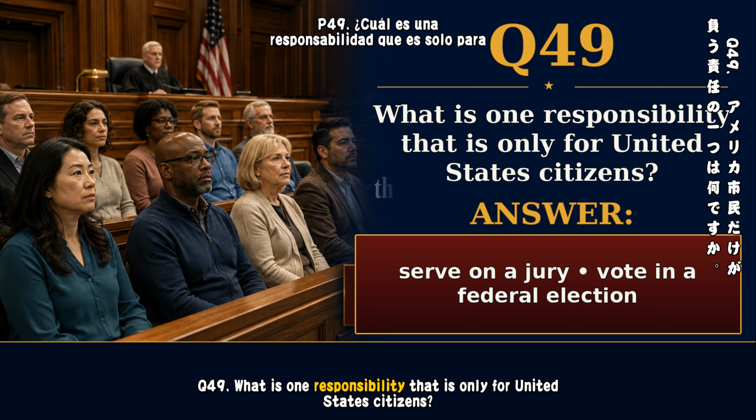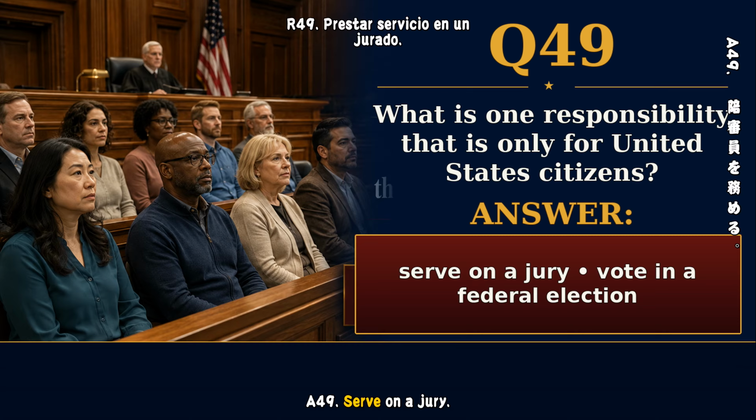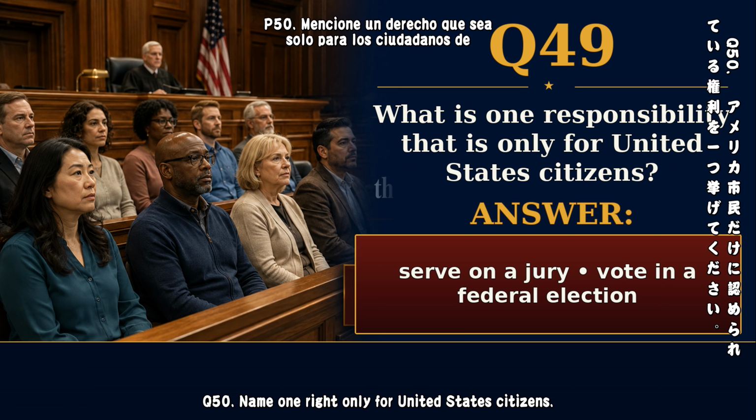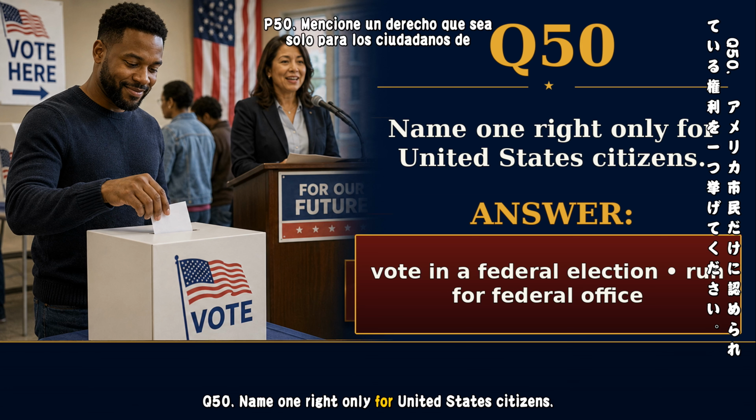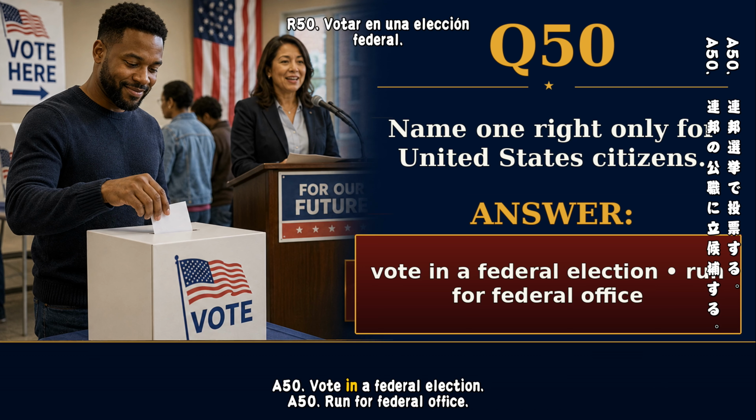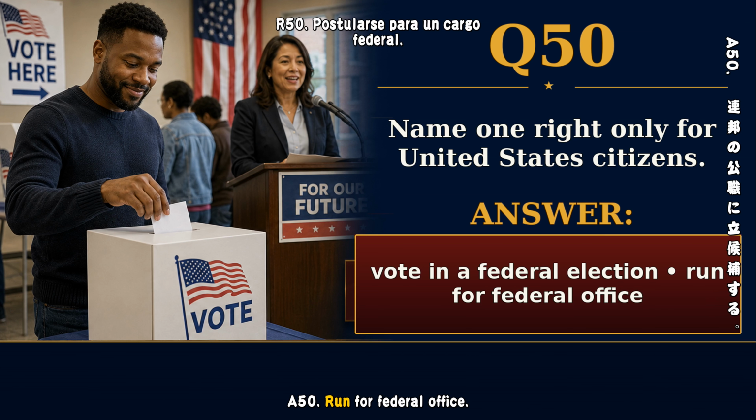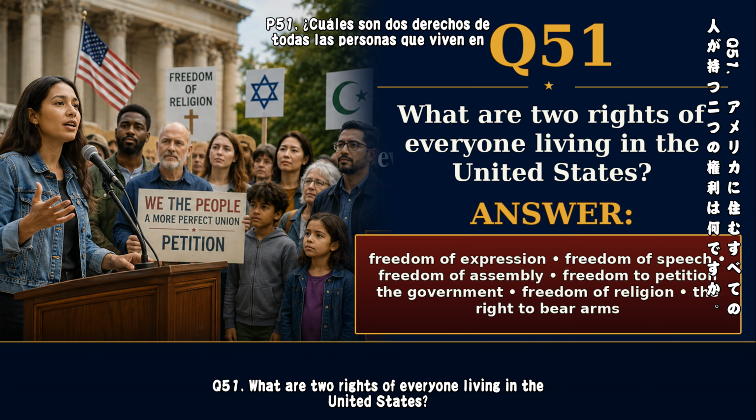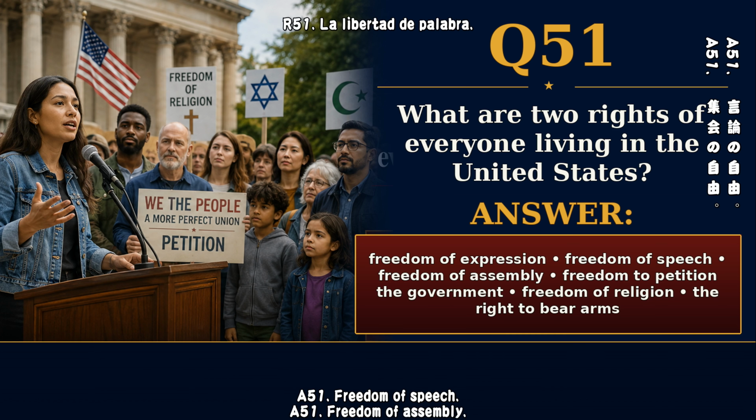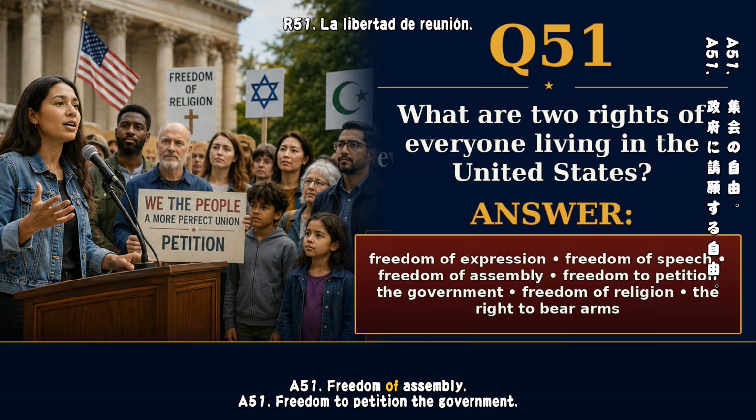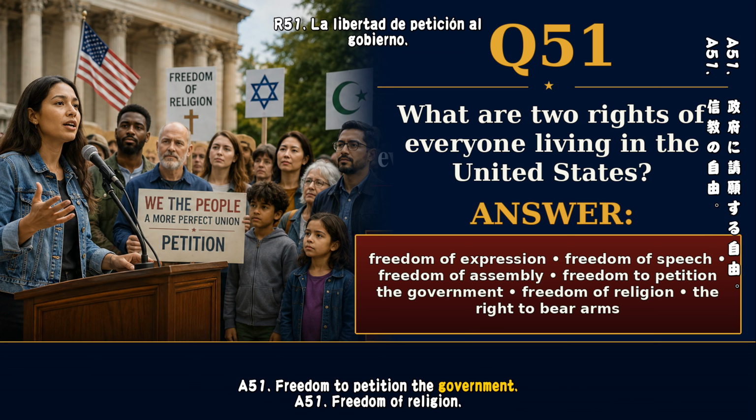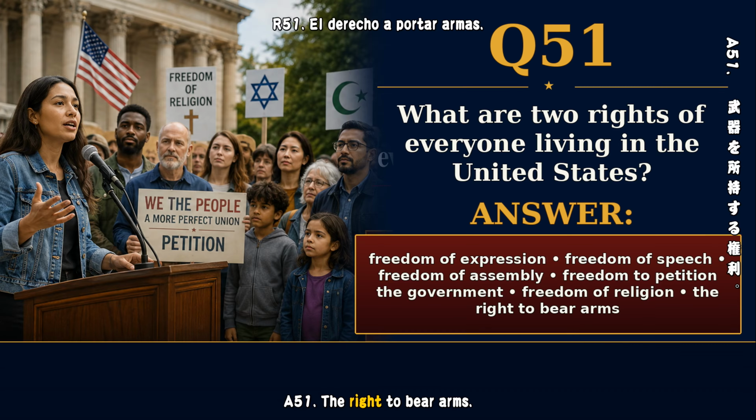What is one responsibility that is only for United States citizens? Serve on a jury, vote in a federal election. Name one right only for United States citizens. Vote in a federal election. Run for federal office. What are 2 rights of everyone living in the United States? Freedom of expression, freedom of speech, freedom of assembly, freedom to petition the government, freedom of religion, the right to bear arms.